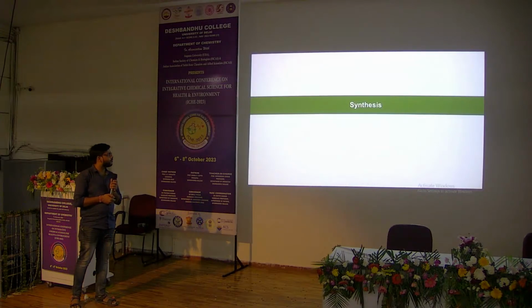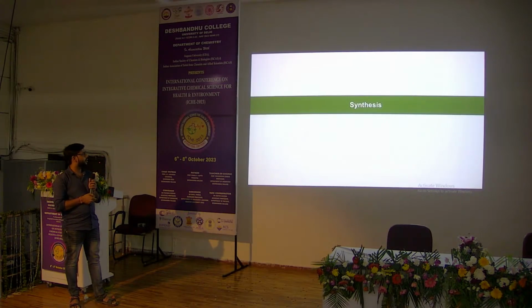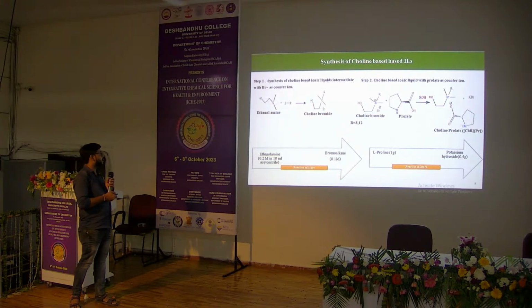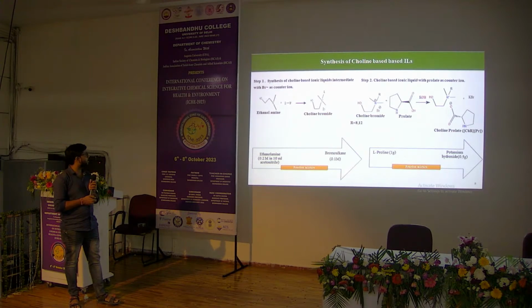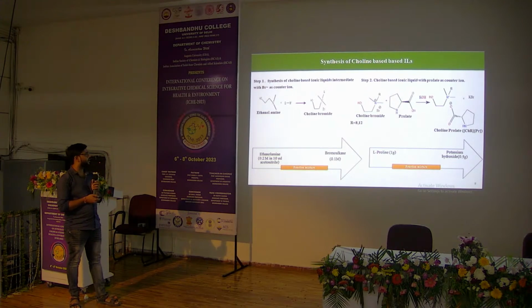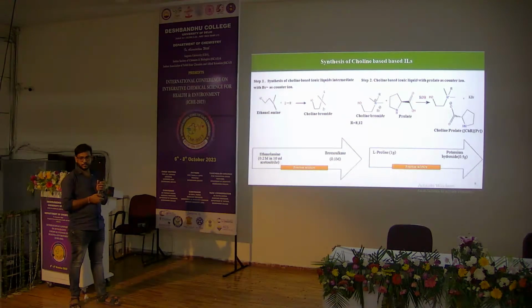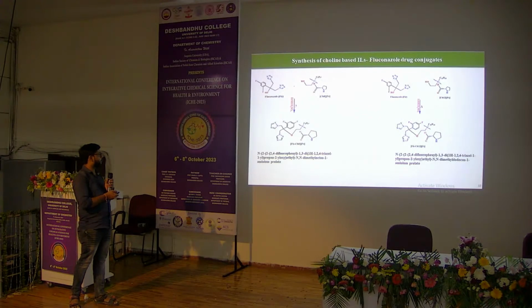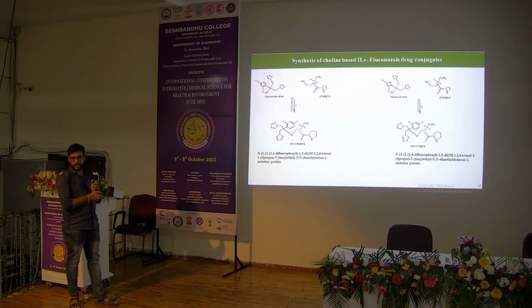Now I come to my work, the synthesis of choline-based ionic liquid. This is the reaction involved in the synthesis. Firstly, we prepared choline bromide using ethanolamine. Secondly, we synthesized choline prolinate using the choline bromide. This is the synthesis of the ionic liquid drug conjugate, and this is the reaction involved.